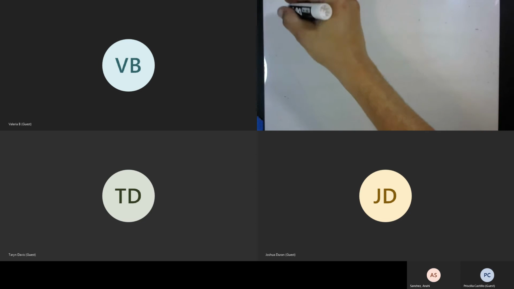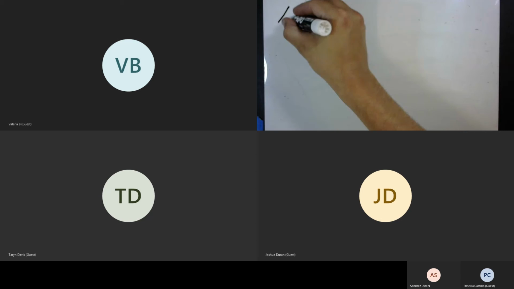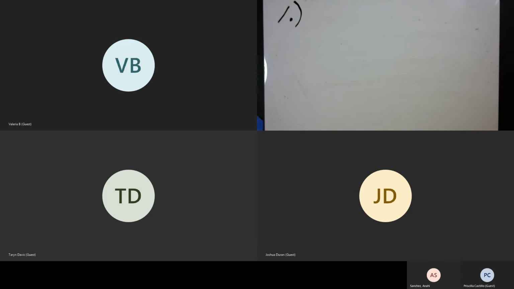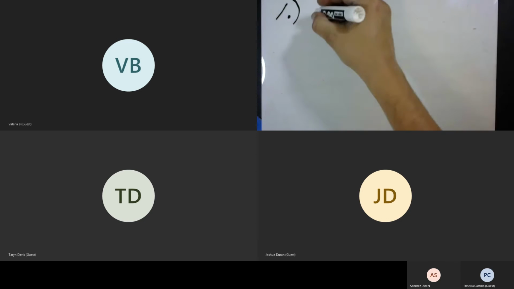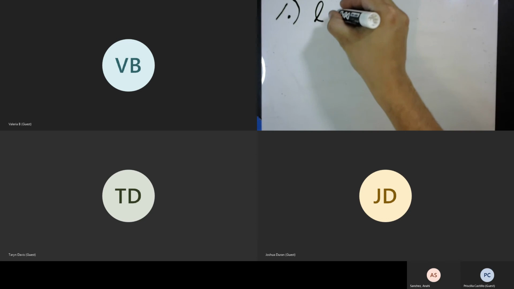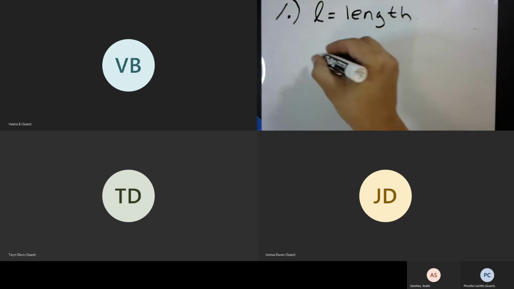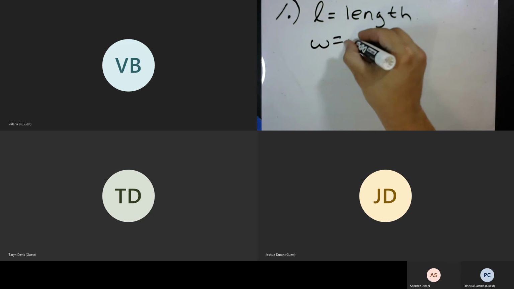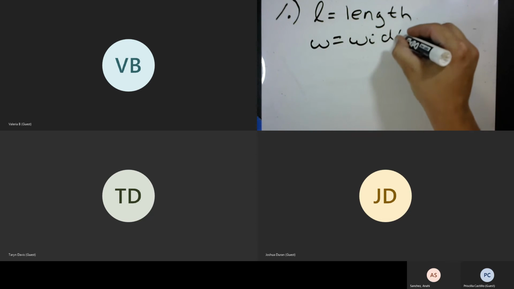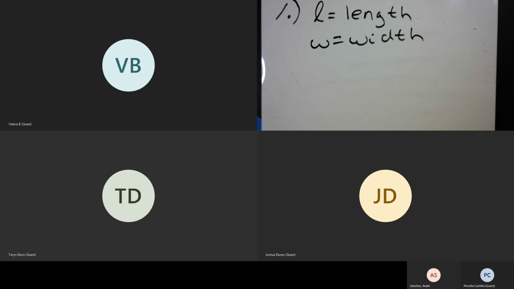So number one, what's unknown in this and what's known? Now this is kind of interesting. We don't know the dimensions of the field. So I'm going to call L the length. I'm going to call W the width, because they want us to find the dimensions. That's the length and the width.